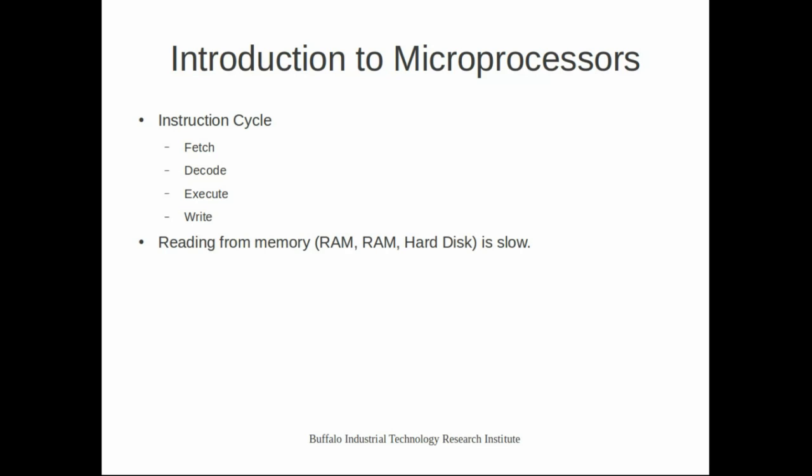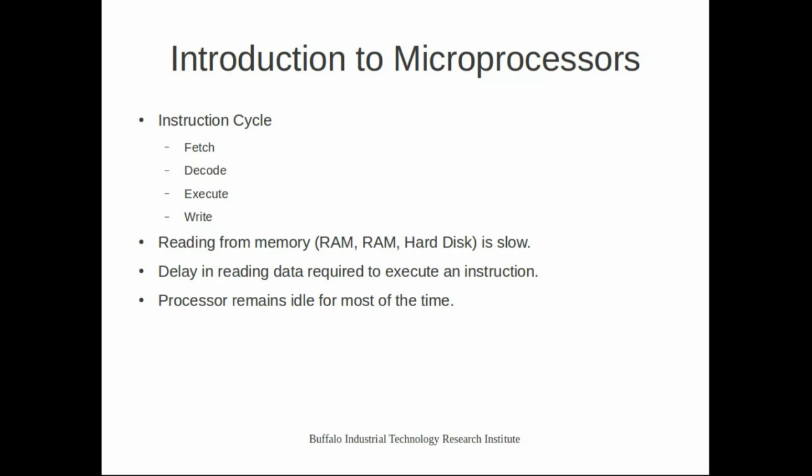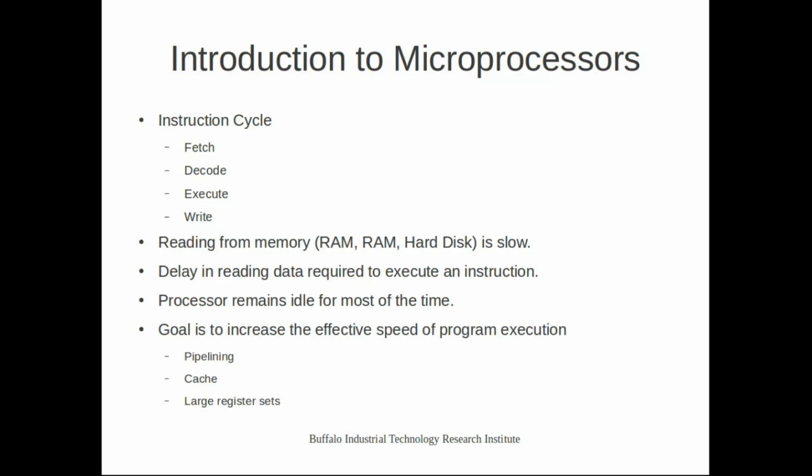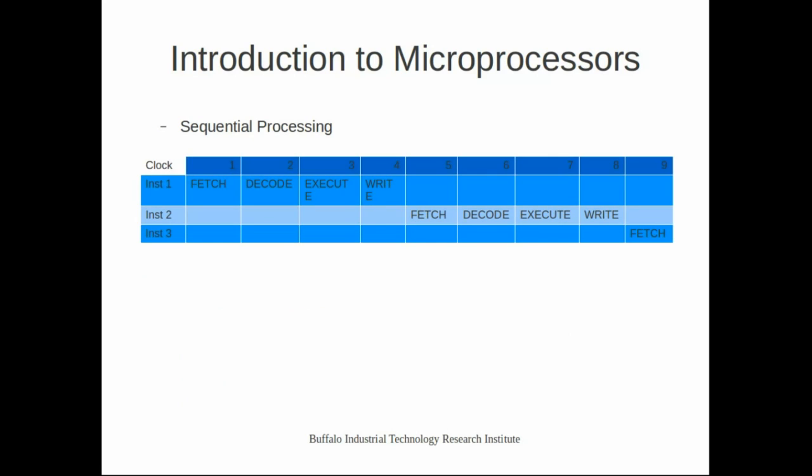Reading from the external memory was slow. This caused a delay in getting the required data to execute an instruction. During this time, the processor remained idle for most of the time. So the goal was to increase the effective speed of the program. After a lot of research, pipelining, cache, and large register sets were added to the processors to improve their performance. When the instruction cycle executes sequentially, fetch takes one cycle and decode takes another cycle. The instruction is executed in the third cycle and the write happens on the fourth clock cycle. So effectively each instruction took 4 clock cycles.